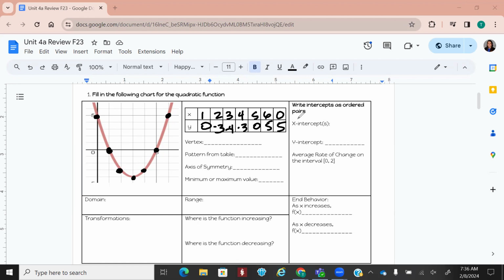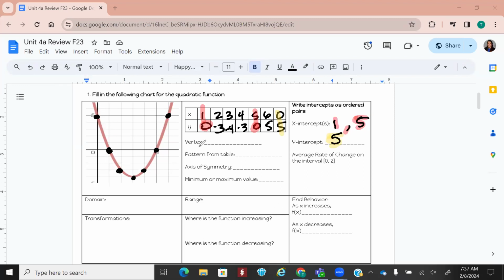Now, what are our x-intercepts? Where does it cross the x-axis? Another way to look at this is which ones have a y value of 0? So what are our x values? 1 and 5. What's our y-intercept? What that means is our x is 0. What's our y-intercept? 5. Everybody see it? It's a little light. So 5, 1, and 5.